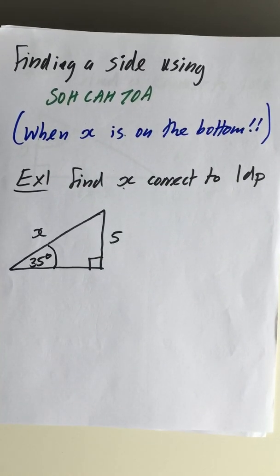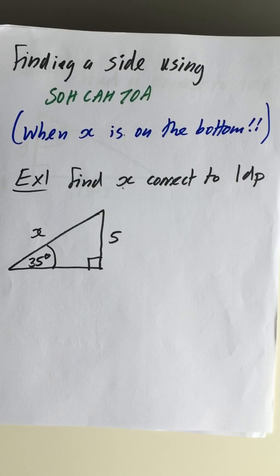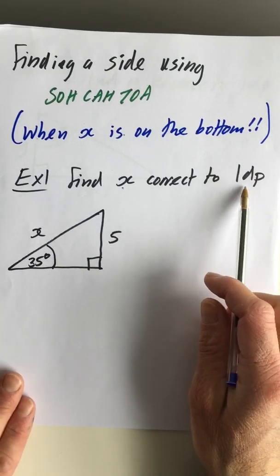In this video, I'm going to show you how to find a missing side using SOHCAHTOA, but when the x, or the letter that you are looking for, is on the bottom of the fraction. You'll see what I mean by that shortly. Example 1, find x correct to 1 decimal place.